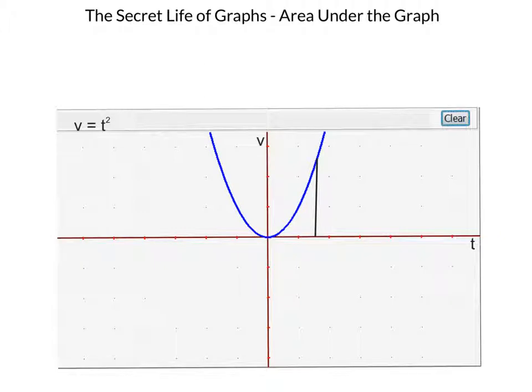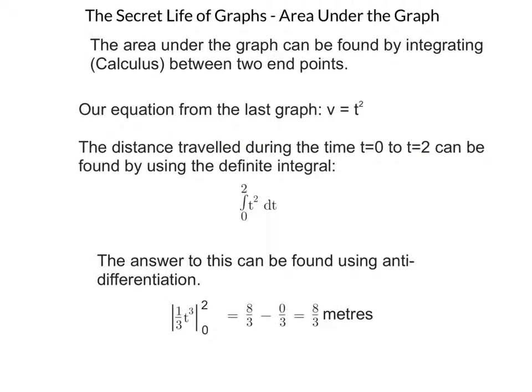If we use calculus, we can find out even more complicated areas. This area here that I'm shading in, because this is again a velocity time graph, would be the distance travelled by this vehicle in the first 1.5 seconds. To find the area under the graph, we integrate, use calculus, and get the answer between two endpoints.